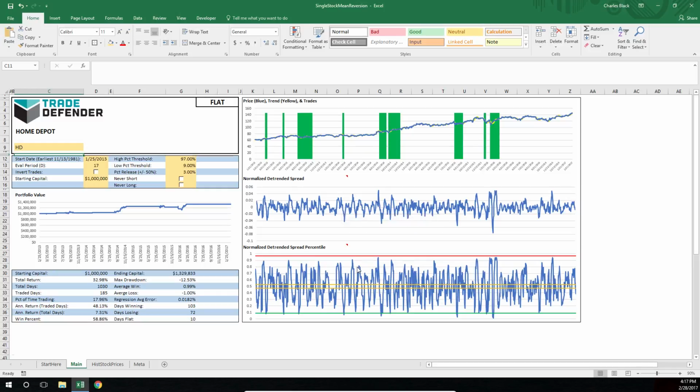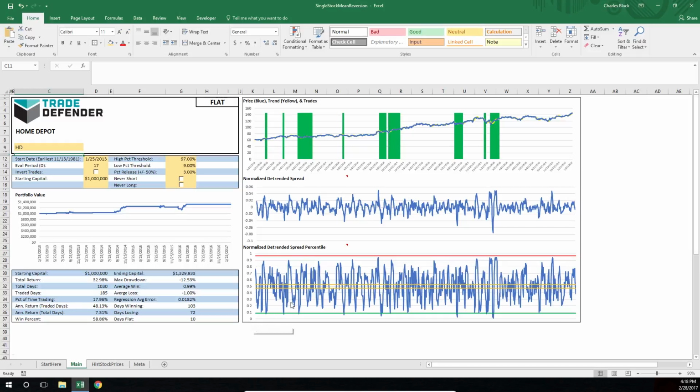Below that, we have our normalized detrended spread percentile chart. Again, though this chart's name is wordy, it's relatively simple. On this chart, instead of plotting the spread itself as we have above, this plot shows how often the spread has reached a certain level. If the spread is higher than it ever has been before, the chart will reach 1 or 100%. If it is lower than it's ever been, it will reach 0%. This is the chart where trading decisions will be made.